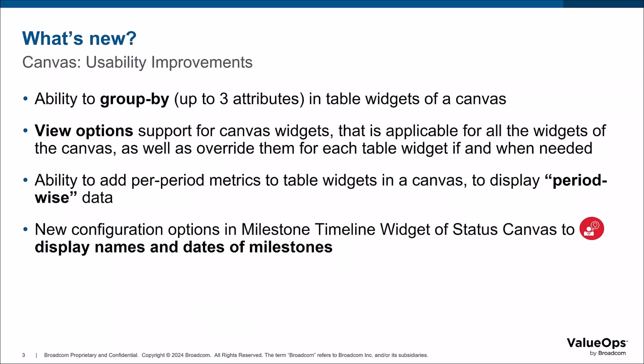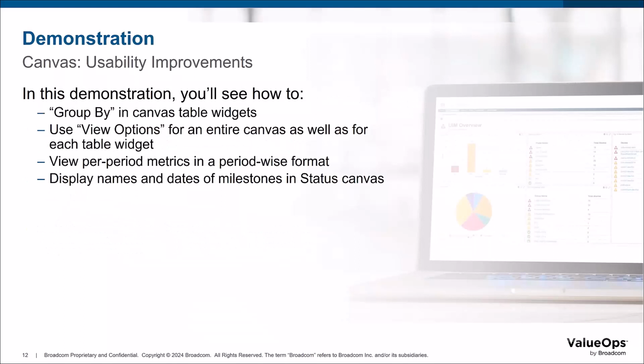Also, ability has been added to display period-wise data for per period metric fields that can be added to table widgets. Last but not the least, status canvas gets new options to display names and dates of milestones in the milestone timeline widget. Now, let's check out these enhancements through a short demonstration.